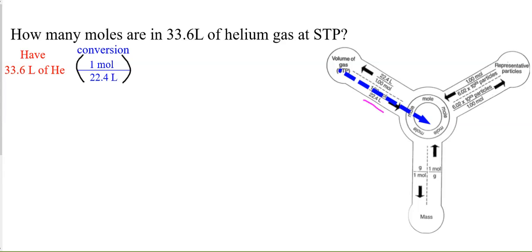33.6 liters multiplied by 1 mole, then divided by 22.4 liters. The liters will cancel, and then we should be left with 33.6 divided by 22.4, because again, you can just ignore the 1. You should have 1.5 moles of helium.